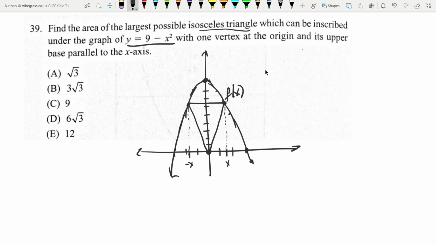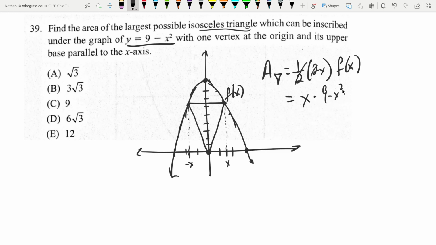So the area of this triangle is 1/2 base times height. The base is the flat part here. Well, that's the same thing as x and negative x. We'll add it together. That's the same thing as just 2x. That's the base. And the height is f of x. Of course, we already know, well, 1/2 and 2 cancel. We have x, f of x is given to us. That's what this function is here, 9 minus x squared. So the area of the isosceles triangle is 9x minus x cubed.